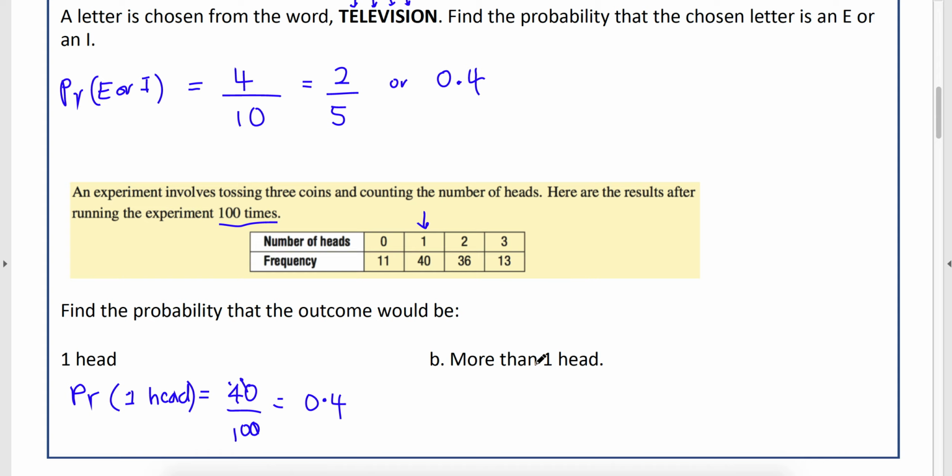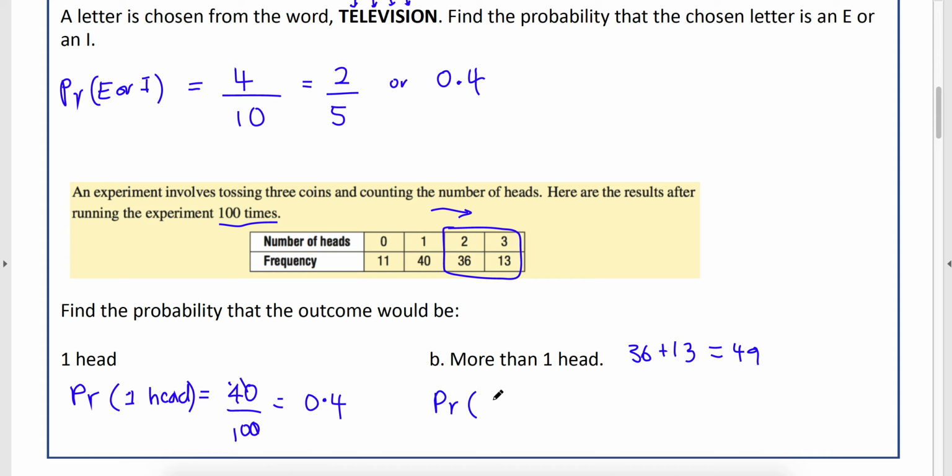This one here, more than 1 head. So now we want to have a look at these 2 here. More than 1 does not include 1. So we don't want to include the 40 and the 11 here. What we want to do is look at just this part. So how many times did more than 1 head come up? Well, we've got 36 and 13, so we add them together. So it happened 49 times.